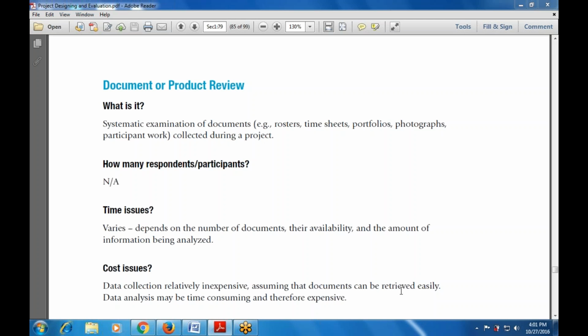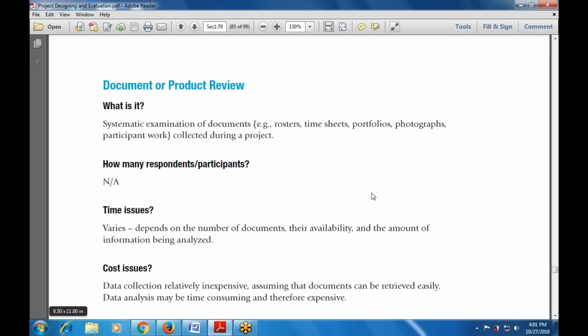Then how many respondents or participants are available in this one? That is not applicable with this one, because participants or whatever tool is used is not used with this. It is not concerned with the systematic examination of documents, whatever documents are available, which are collected during the project. Now, how many is the content? That is also not applicable.